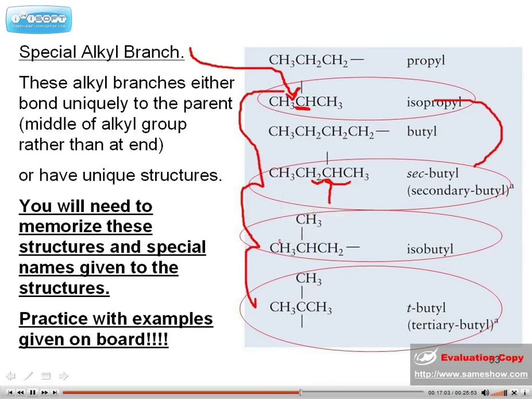This one is called isobutyl. And finally, we have T-butyl. T-butyl is my favorite. T stands for tertiary, also known as tert-butyl. So 3 different ways of saying this particular complex alkyl branch. Notice it's also T-shaped. T is a good name. So you will be responsible for knowing these.